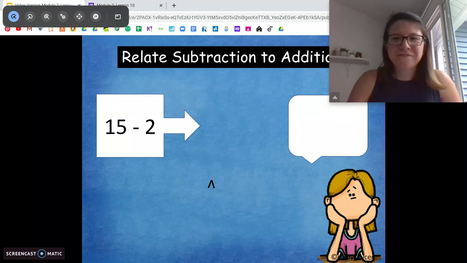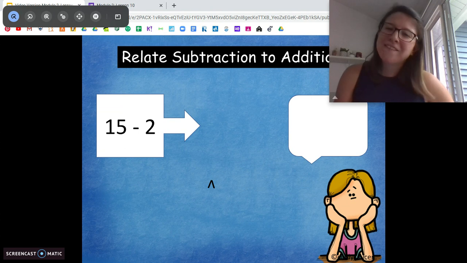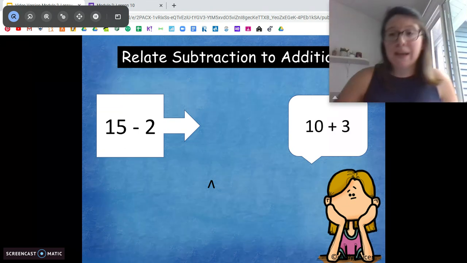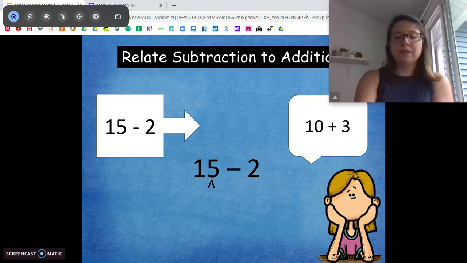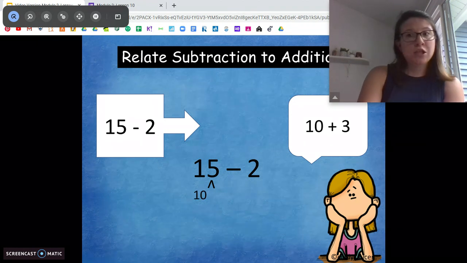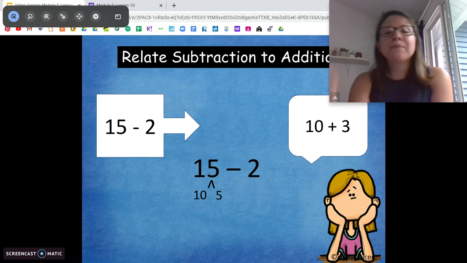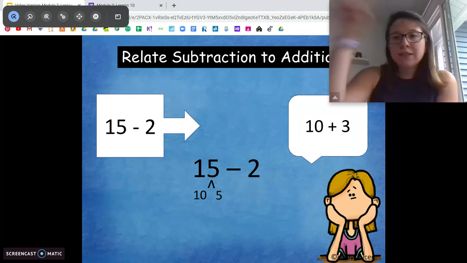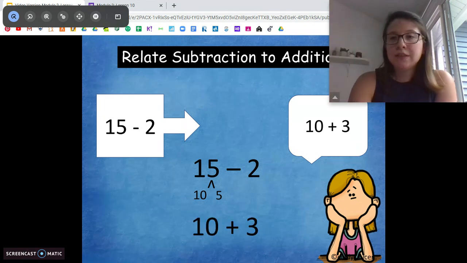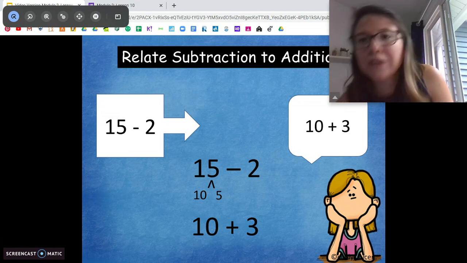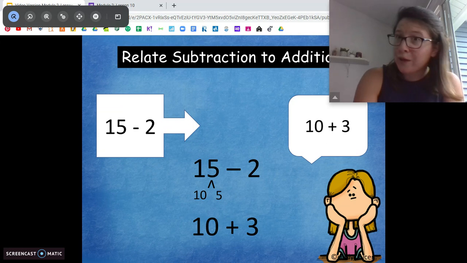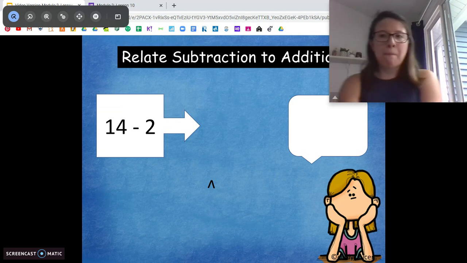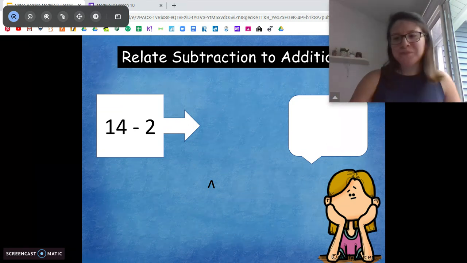Pause. Do it on your own. Ready? 15 minus 2 turns into 10 plus 3. Here's how. Start with 15, decompose into our group of 10 and 5 extra ones. Take our ones. 5 minus 2 is 3. So we add in our extra 10 to the 3, and we get the same as 15 minus 2. And we get 13. Awesome.